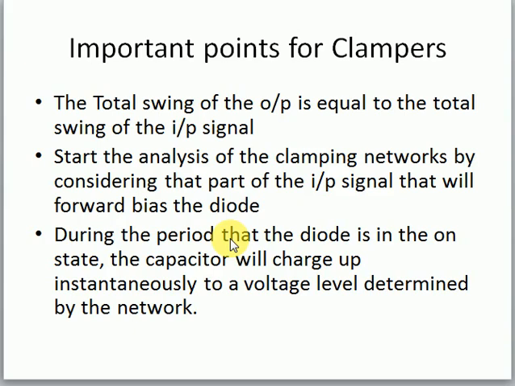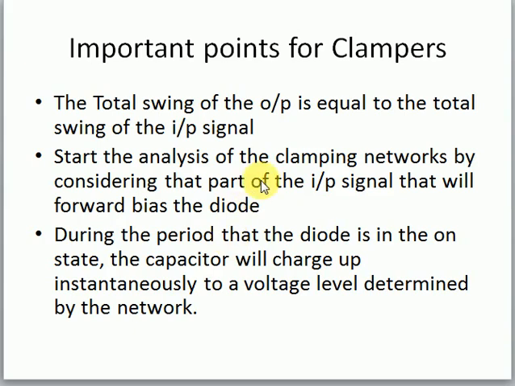Number two, I have also told about this, that we will start the analysis from that cycle in which the diode is forward biased. Why do we start the analysis from that cycle? Because we want to have the value of Vc. That is very important for this. And the foremost thing is that the capacitor must be charged, and the capacitor will be charged during that cycle in which the diode is in the on state, the forward biased state.